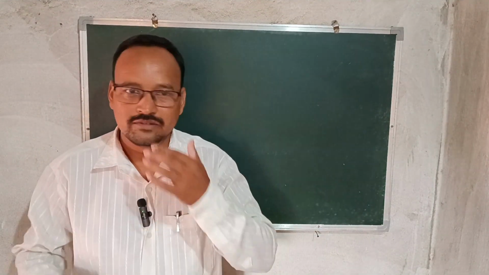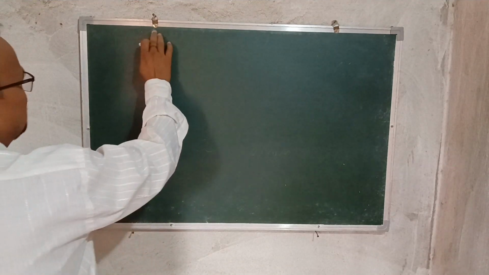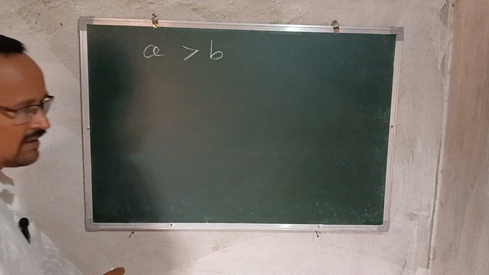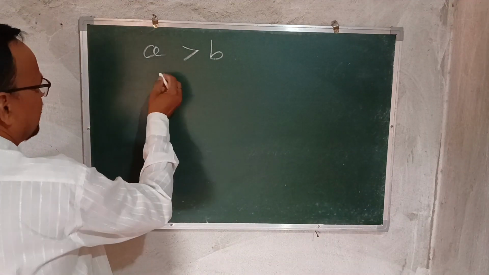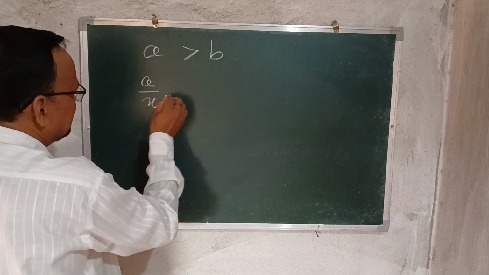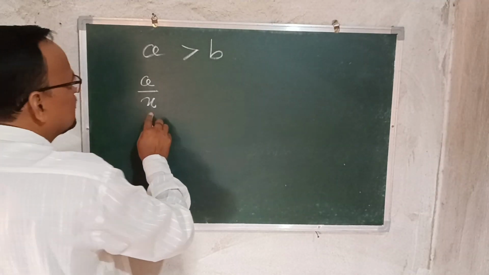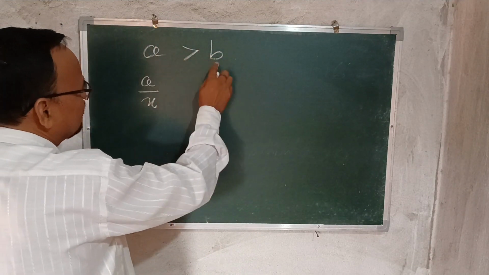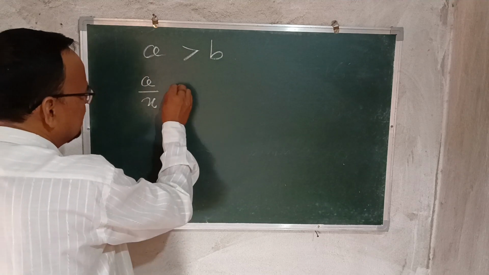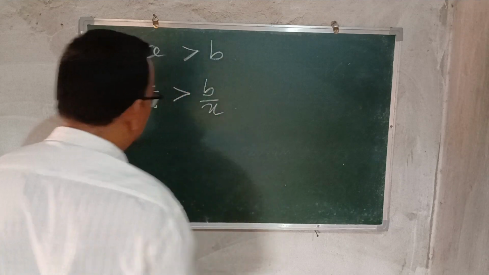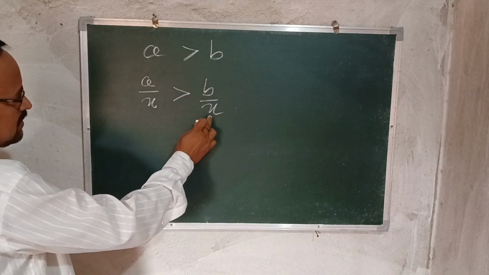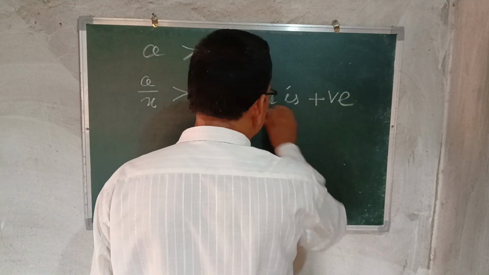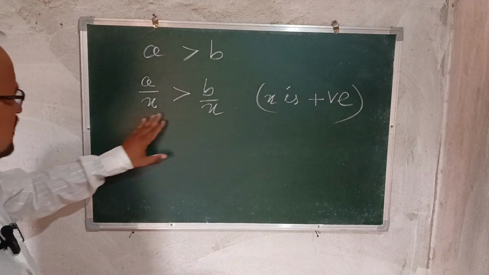Another rule is the comparison between two integers. Suppose a is greater than b, where a is an integer and b is also an integer, and x is another integer. Then when a is greater than b, a by x is greater than b by x, where x is positive.